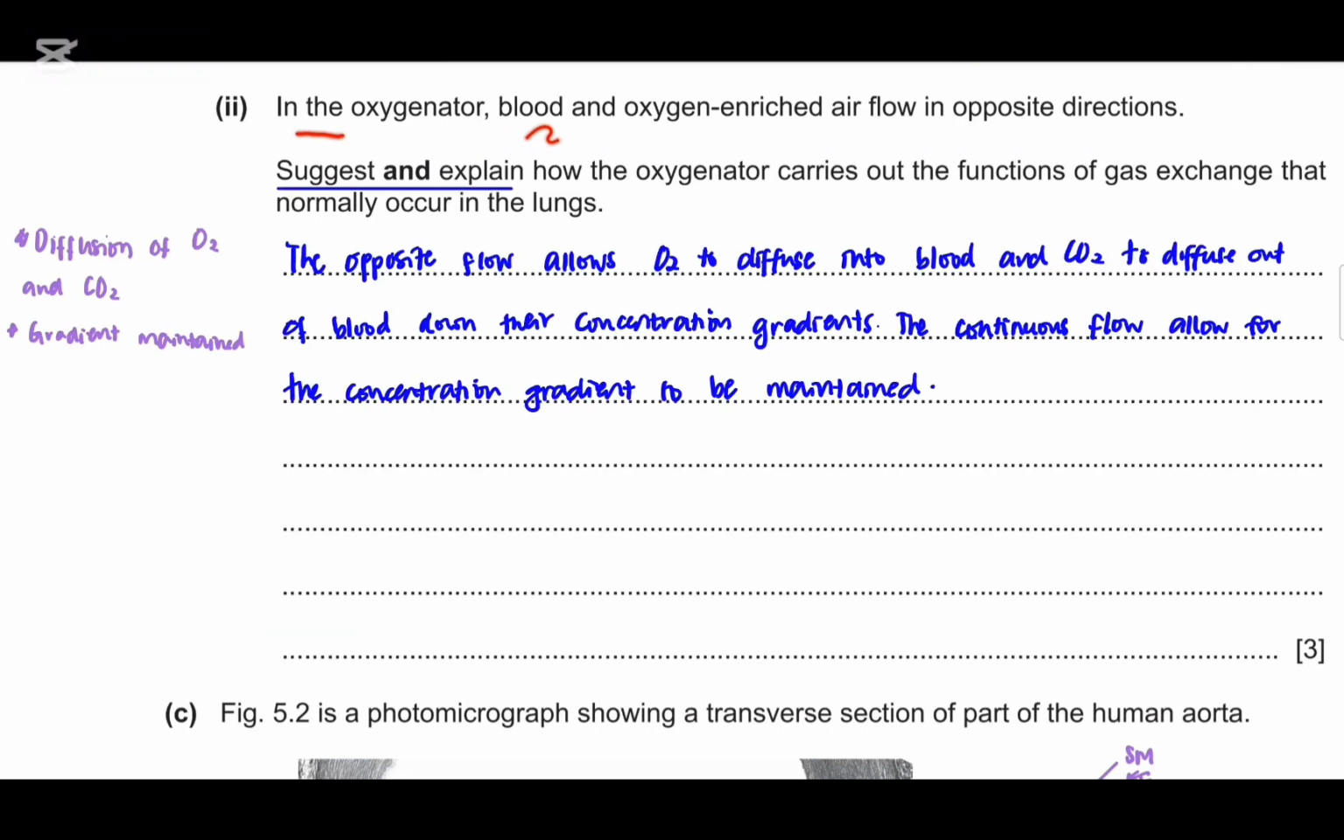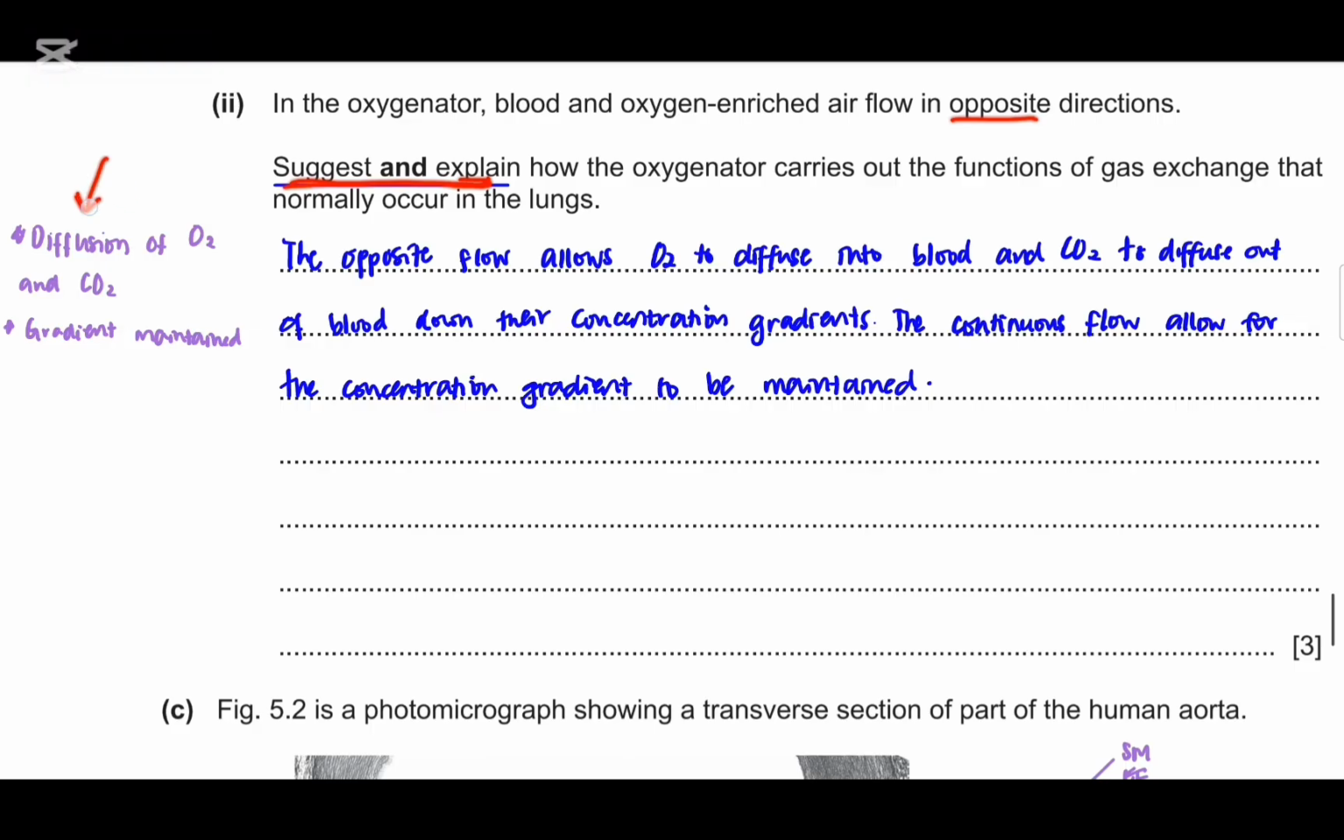In the oxygenator, blood and oxygen-enriched air flow in opposite directions. Suggest and explain how they carry out the function of gas exchange. When it comes to gas exchange, it will involve diffusion. So when we talk about the diffusion of oxygen and carbon dioxide, and of course whenever diffusion is involved, it has to be linked with how the concentration gradient is maintained, because that's the definition: the movement of molecules from a higher concentration to a lower concentration, down a concentration gradient.